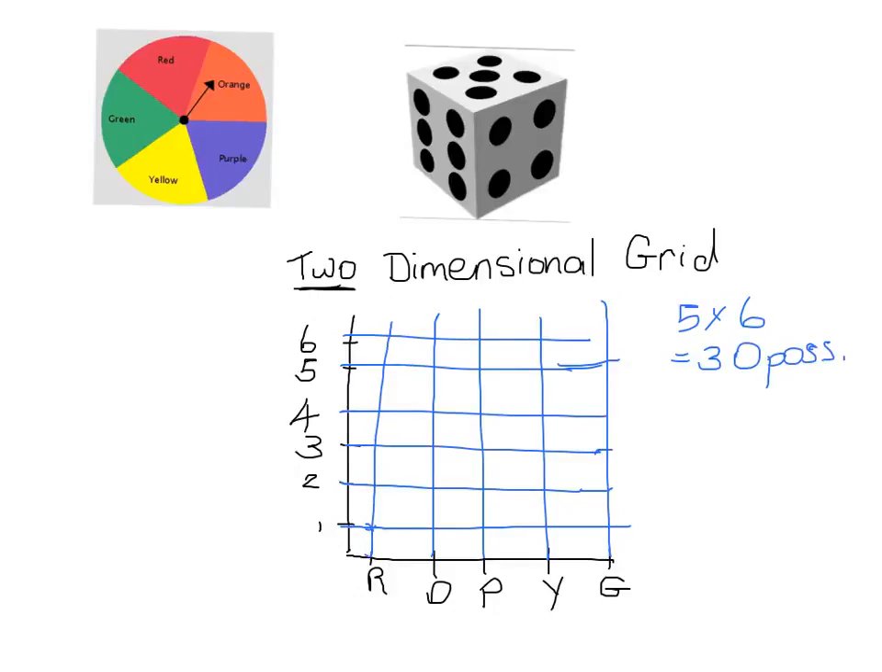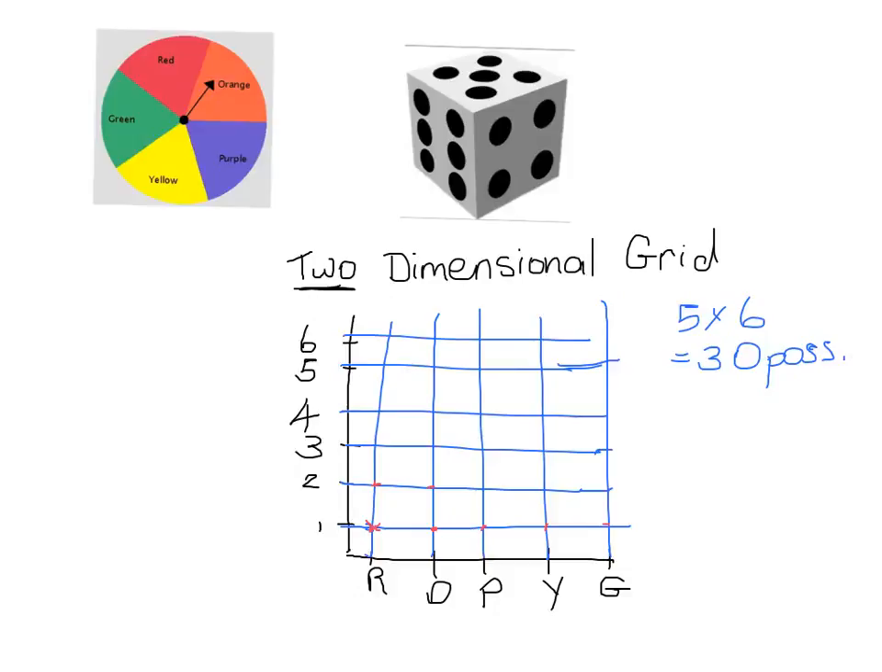Alright, 30 possibilities, which means, for example, I can roll the die and get a 1 and spin the spinner and get a red. Or I can get a 1 and an orange, a 1 and a purple, a 1 and a yellow, a 1 and a green. And then I could go on and on. The 2 and the red, the 2 and the orange, and so on. And when you count up the number of possibilities in all, there are 30.